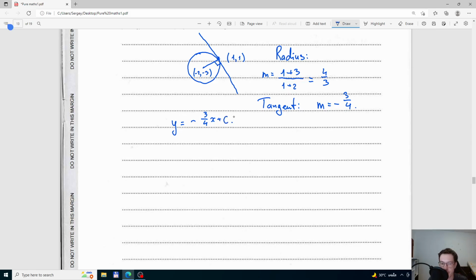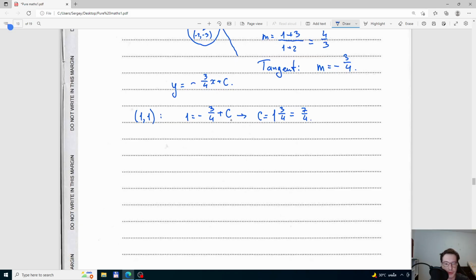Now, how do we find c? We can substitute the point (1, 1). So 1 equals minus 3 over 4 plus c. From here, c equals 1 plus 3 over 4, which is 1 and 3 quarters, which is 7 over 4. Okay, so now the equation of the tangent looks like y equals minus 3 over 4 x plus 7 over 4.